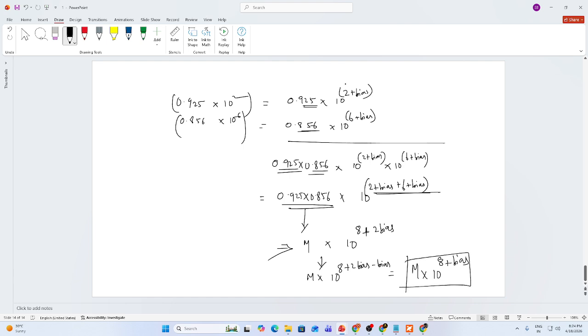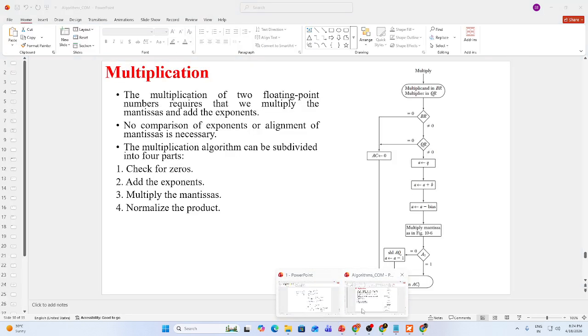This is the process we are going to follow, of course, in binary. For multiplying two floating point numbers, I need to multiply the mantissas and add the exponents. After adding the exponents, I will get 2 times bias, so one time I need to subtract the bias. These are the points you need to take care of in multiplication. So let me directly go to the algorithm.